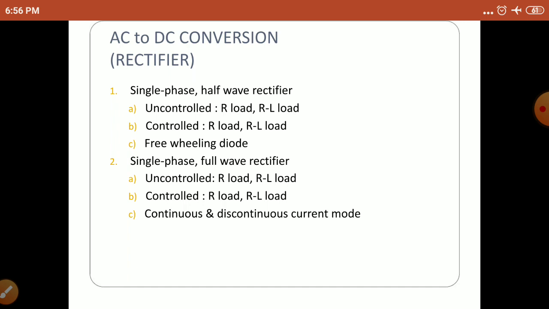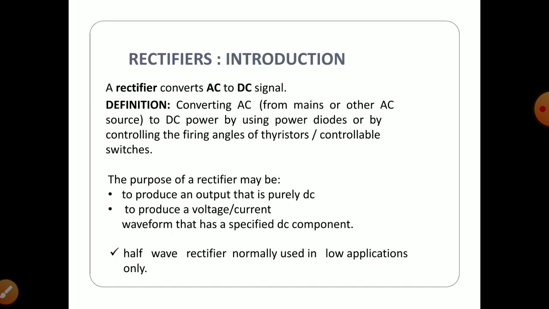This is in continuous conduction mode and discontinuous conduction mode. These are the modes of operation of the SCR that we will discuss in detail when we come to it. These are the different types of rectifiers we have: single phase, full wave, half wave. In the case of three phase also we have full wave and half wave types of rectifiers, which we will discuss whenever they come. In this second module we don't have three phase rectifiers. Three phase rectifiers are in the fourth module, I hope, and there we'll discuss them in detail.